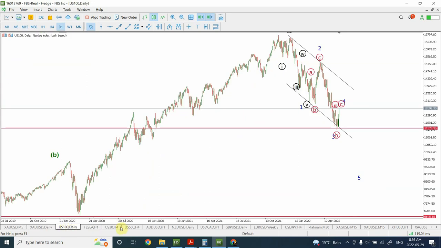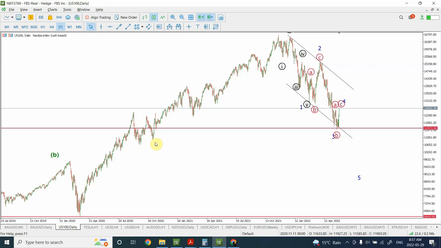NASDAQ 100, and we'll follow this all the way down. If you are not sure what I'm talking about, and you want to jump from one point to another, you can look at the point where I'm talking about what instrument I'm discussing. This is going to be visible right over here. The name is visible right over here and right over here as well. So you can look at these three parts on the screen and see what I'm talking about, and it will help you.